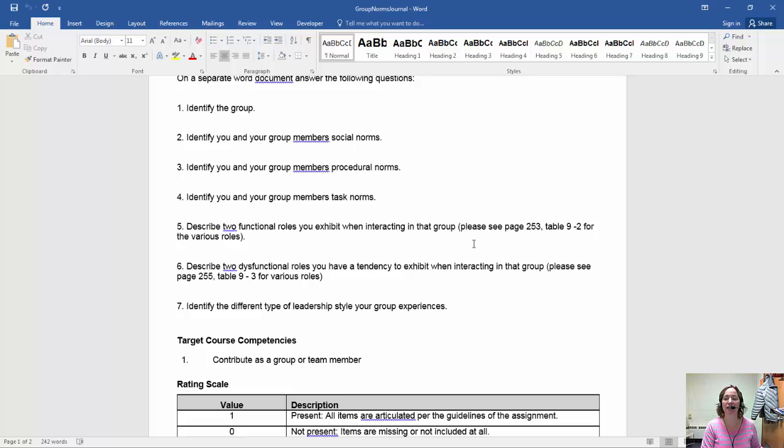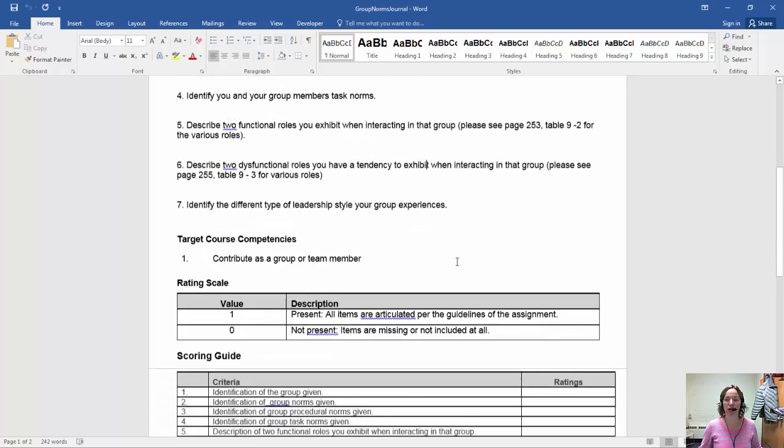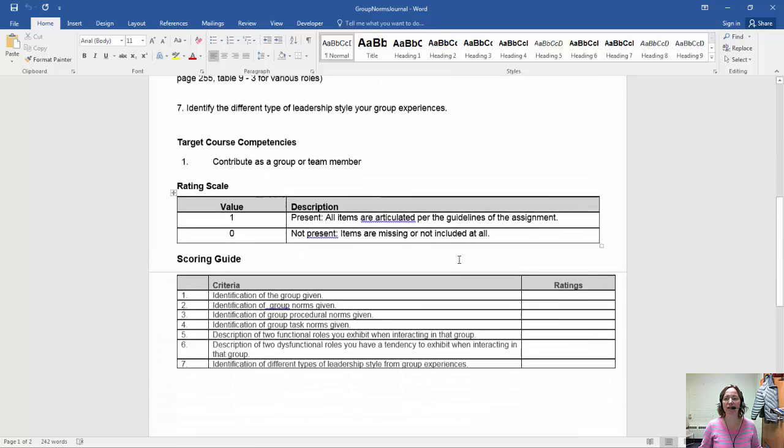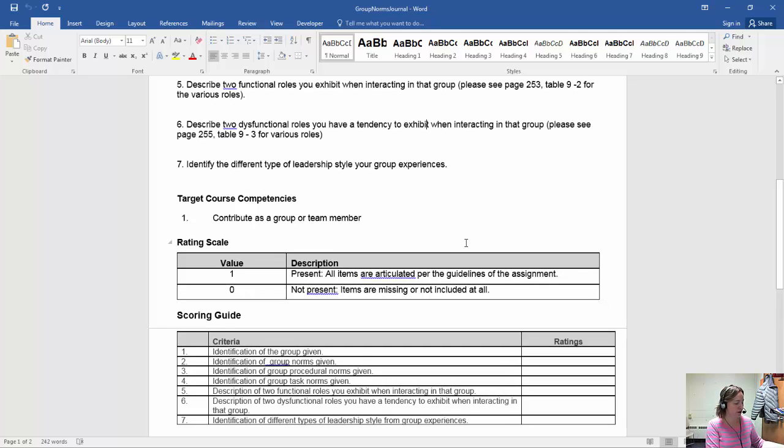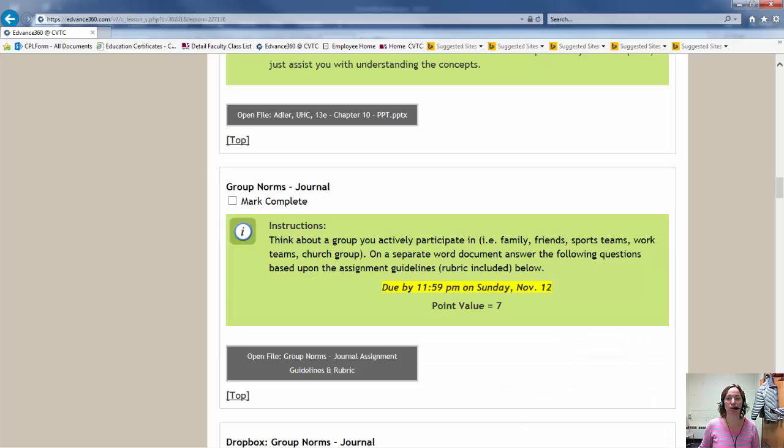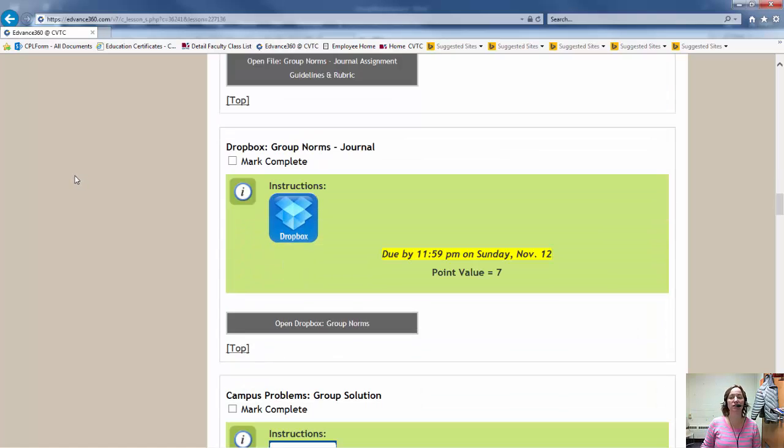Once you've completed that, I ask that you identify the different type of leadership style your group experiences. And again, that information will be located in chapter 9. Once you've completed that, you'll notice that this assignment is worth 7 points, and I've created the rubric with the scale and the scoring guide below, so take a couple minutes to view that at your leisure when you're getting ready to work on accomplishing this assignment. Please submit your Group Norms Journal to the Dropbox titled Group Norms Journal no later than Sunday, 11:59 p.m. on November 12th.